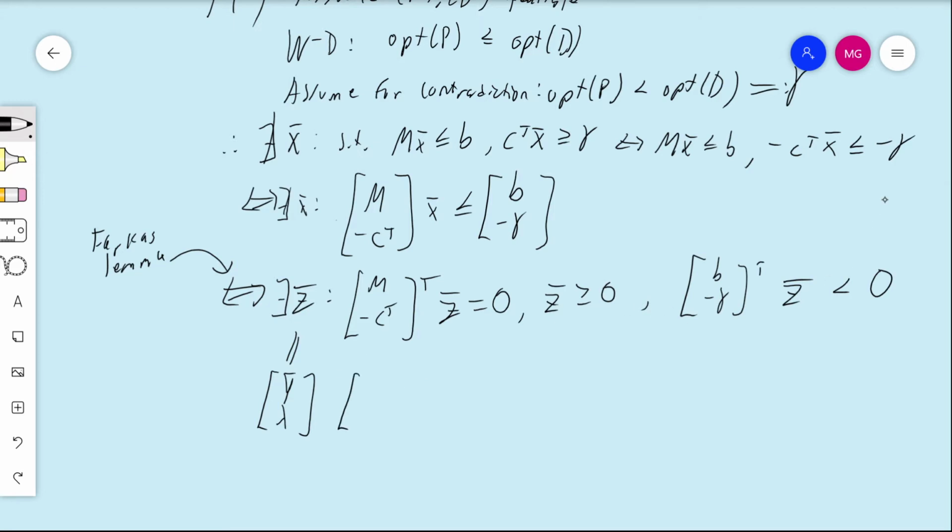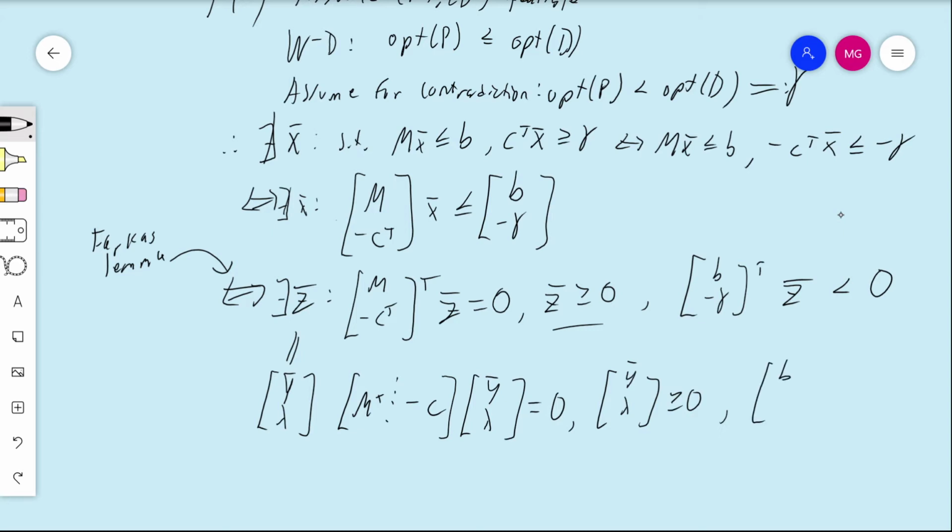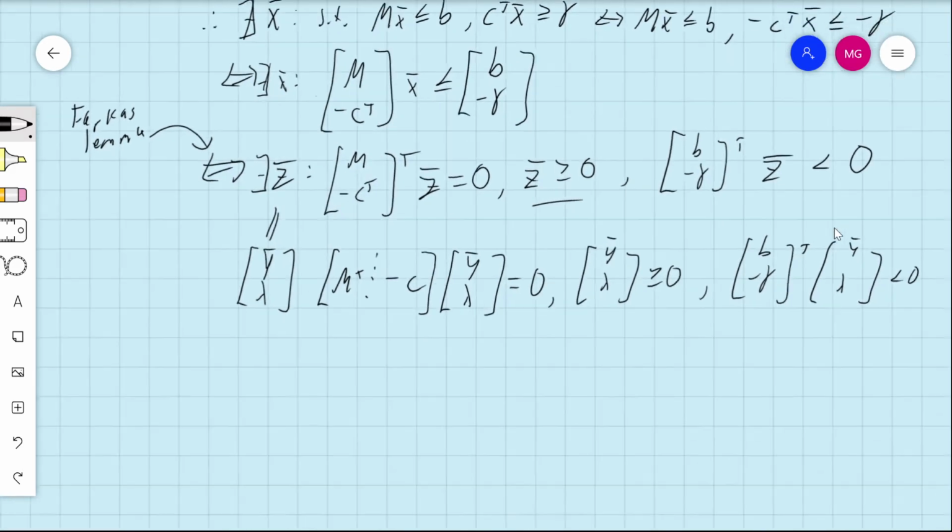So what we'll have is, once we take the transpose of this matrix, we'll have M transpose and then a column vector, which will be minus c now as a column. So that times the vector y bar lambda equals 0. The next part, this part here, will become y bar lambda non-negative, and then the final part will become b minus gamma transpose times, of course, y bar lambda is strictly negative. So now what can we do with this? Well, let's rewrite it one more time.